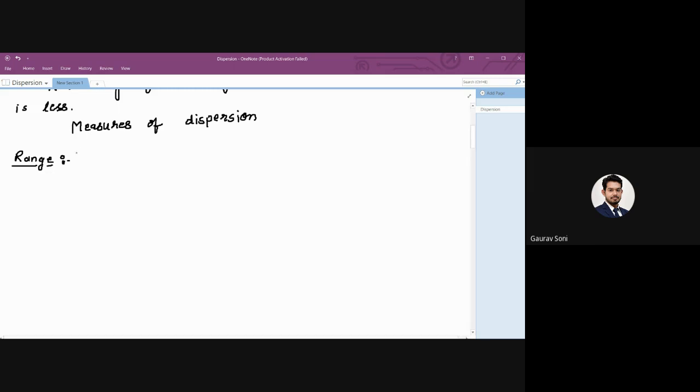So if L, capital L, is the largest observation, and S is the smallest observation.